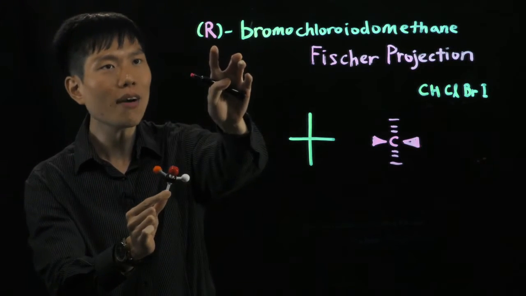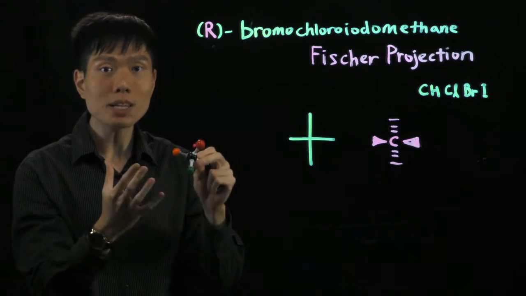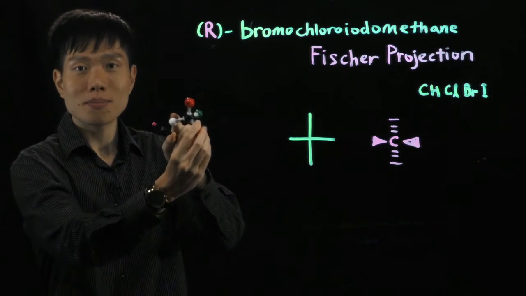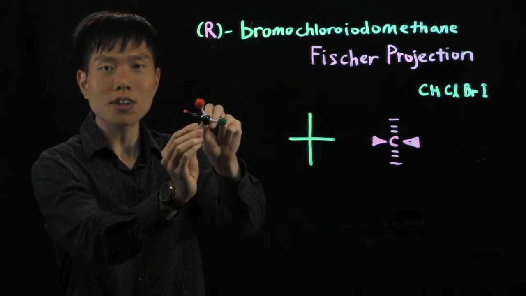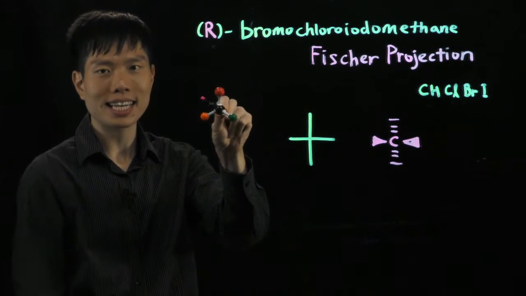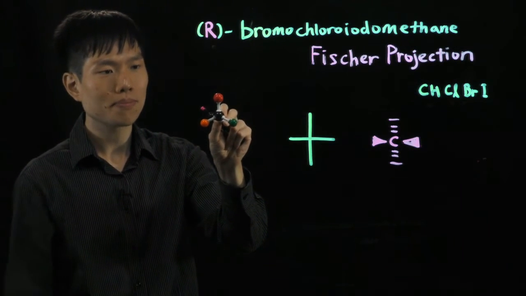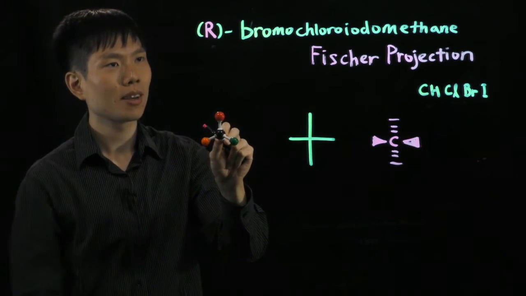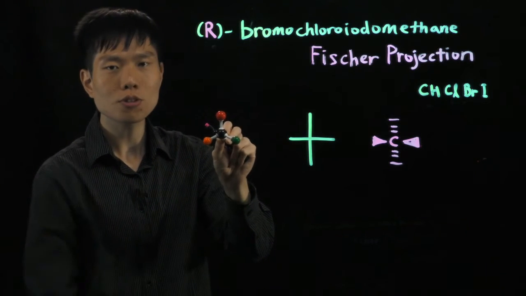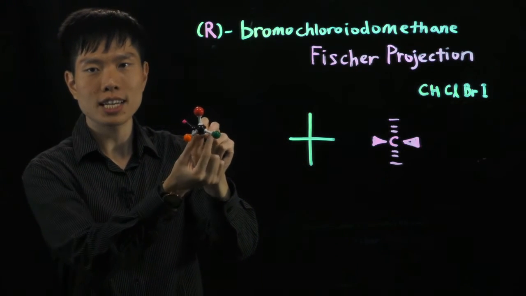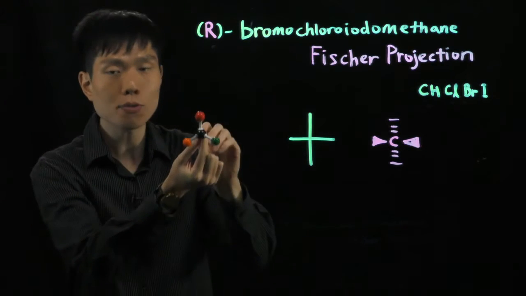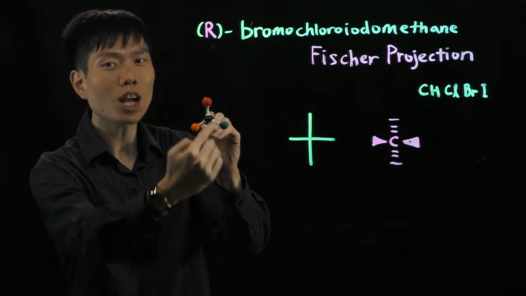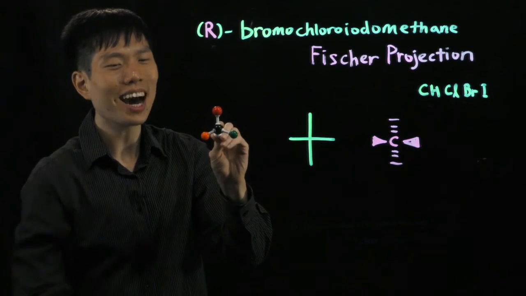Now, how do we know it's an R isomer? We have to arrange them by the priorities using the Cahn-Ingold-Prelog rule. Hydrogen must have the lowest priority, so you put this bond towards the screen, facing the back. And now you assign the rest of them. Iodine has the highest atomic number, it must be number 1, followed by bromine, number 2, and chlorine, number 3. And what you see now is you have a rotation of 1, 2, 3. That is clockwise. So clockwise means it is R.